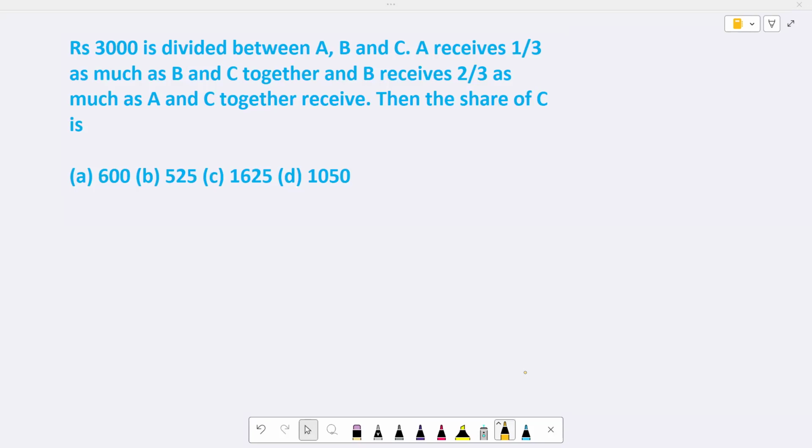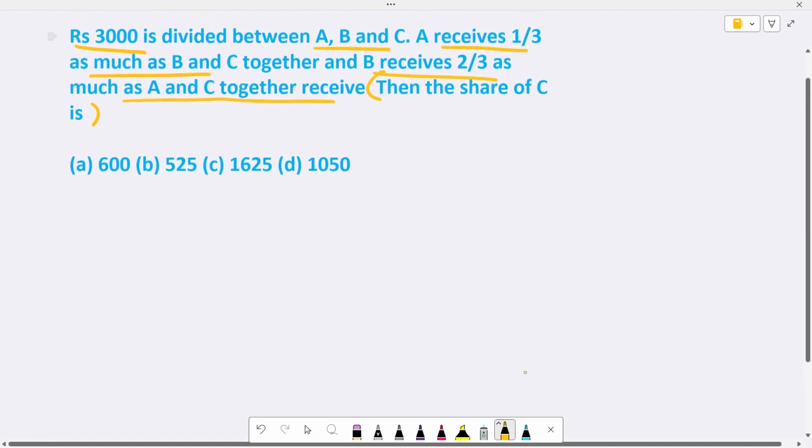Now moving on to the next question. Rupees 3,000 is divided between A, B and C. A receives 1/3 as much as B and C together, and B receives 2/3 as much as A and C together receive. Then the share of C, this is what the question is asking. Again, just the same question as we discussed before.